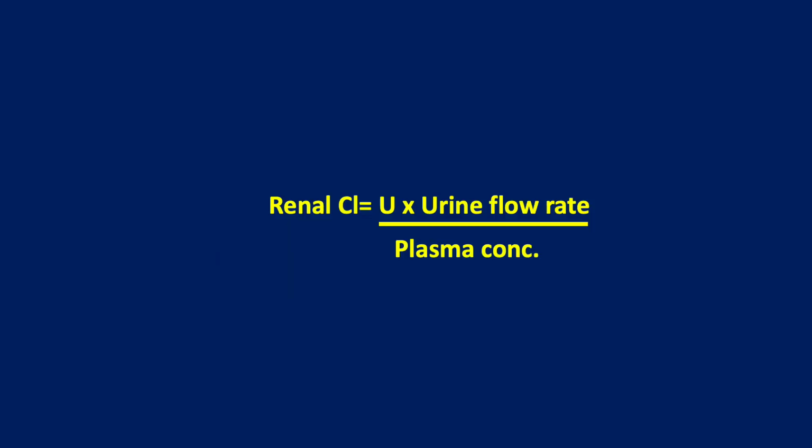Let's discuss renal clearance, as this is the most widely used. Renal clearance can be measured in multiple ways. The older method requires urine collection and blood sampling. Renal clearance is equal to urinary drug concentration U multiplied by the urinary flow rate divided by the plasma concentration.